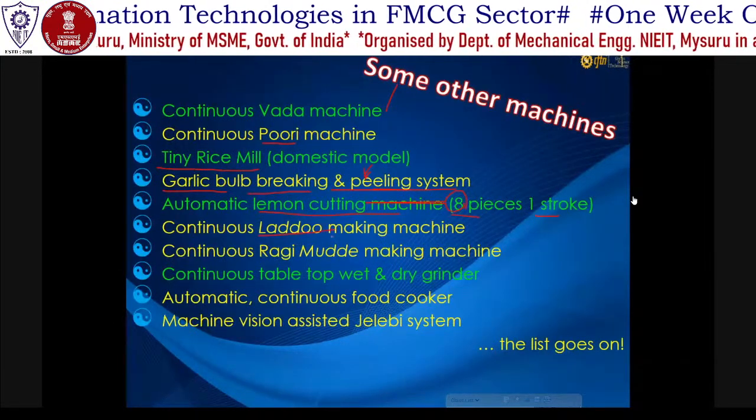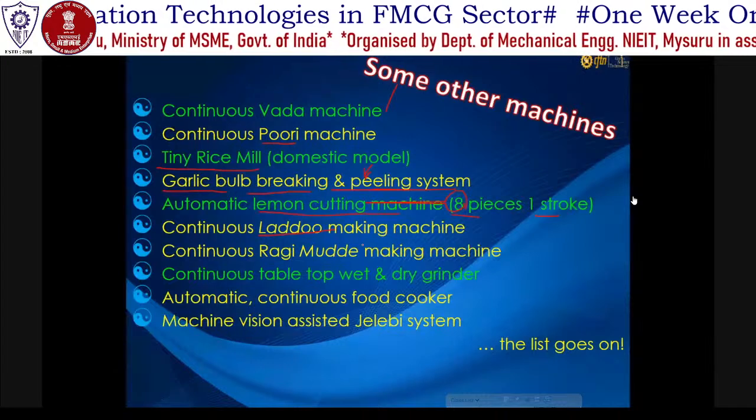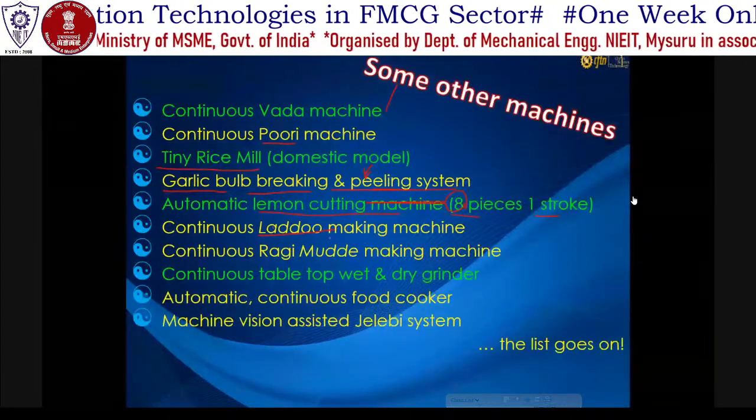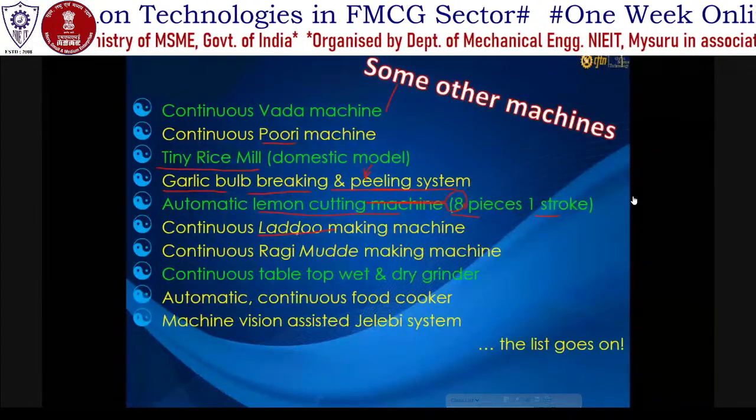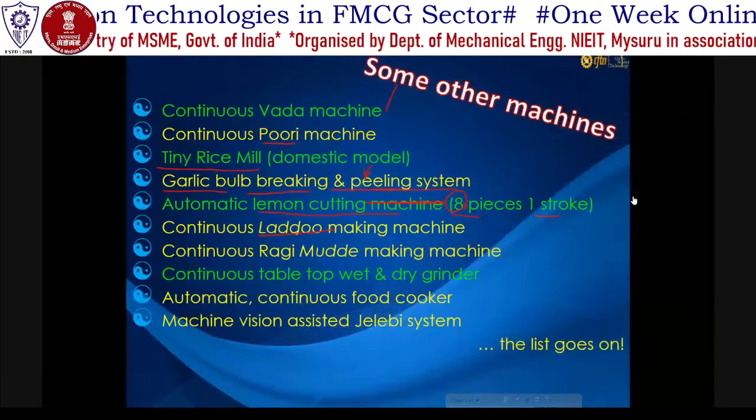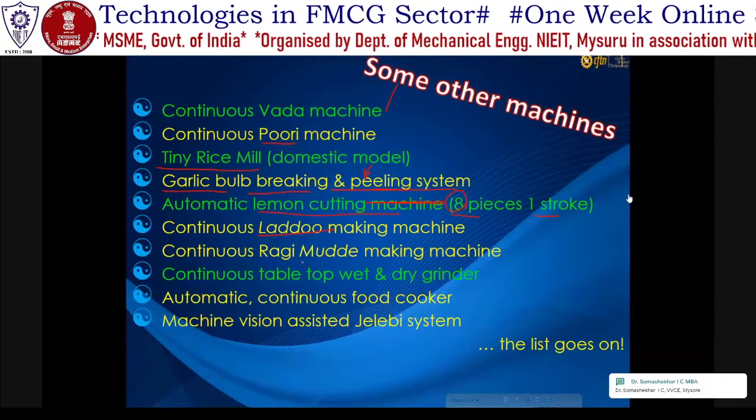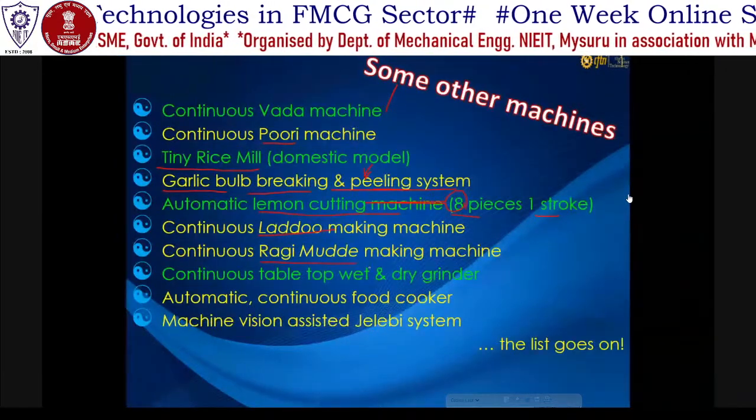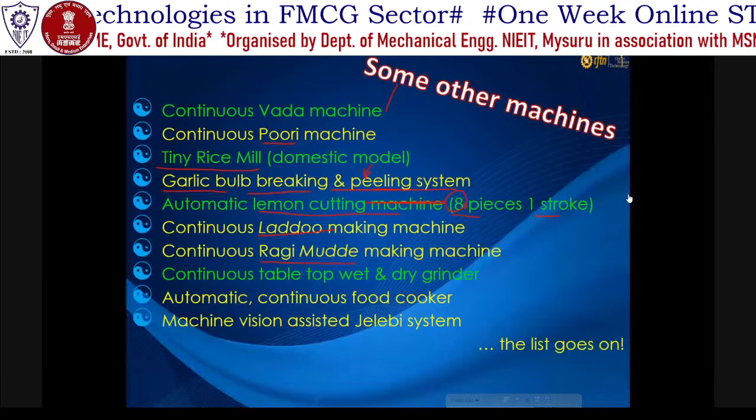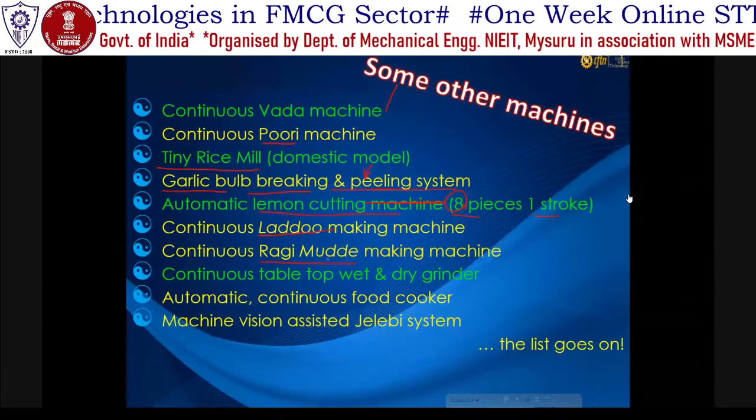Continuous laddu making machine. So you don't have to use your hands to do it, right? So the laddu is made automatically. Your laddu or rava laddu, anything can be made out of this. Spherical shaped foods. You have a continuous ragi mudde machine. People in Karnataka would know this. So this is a machine which does ragi mudde continuously.